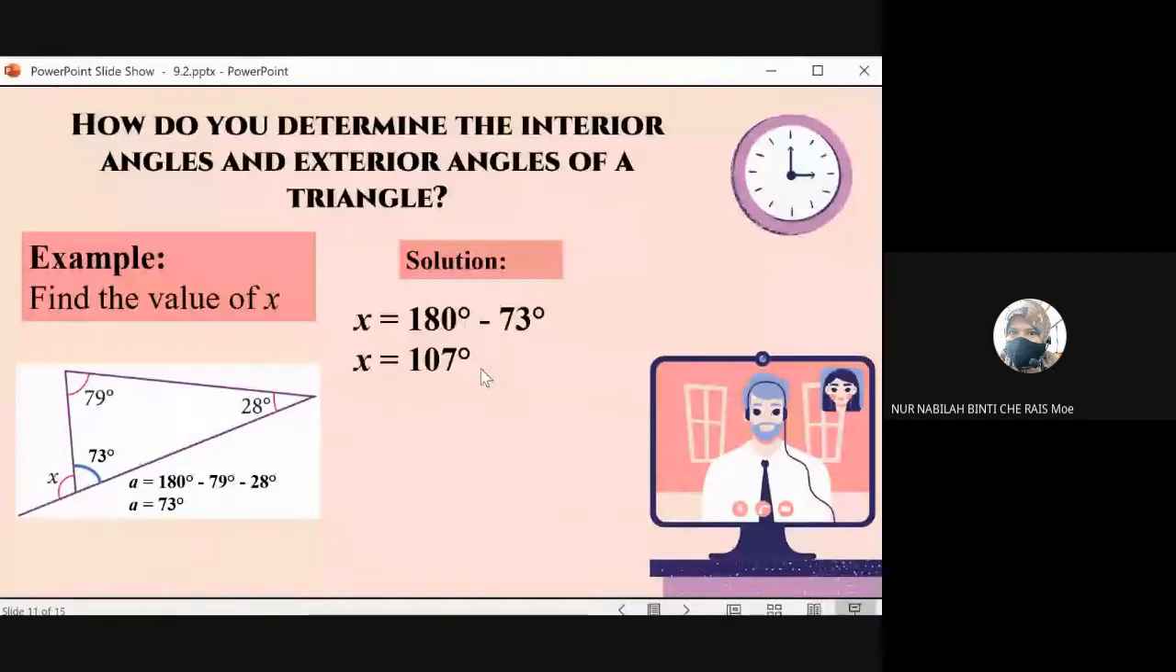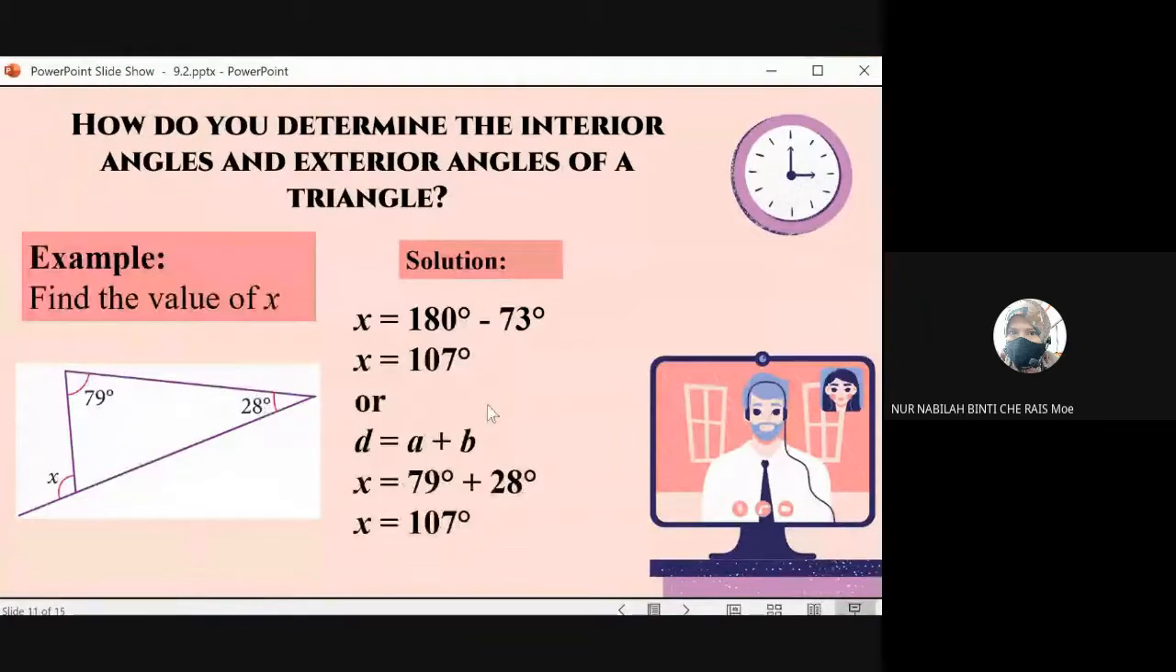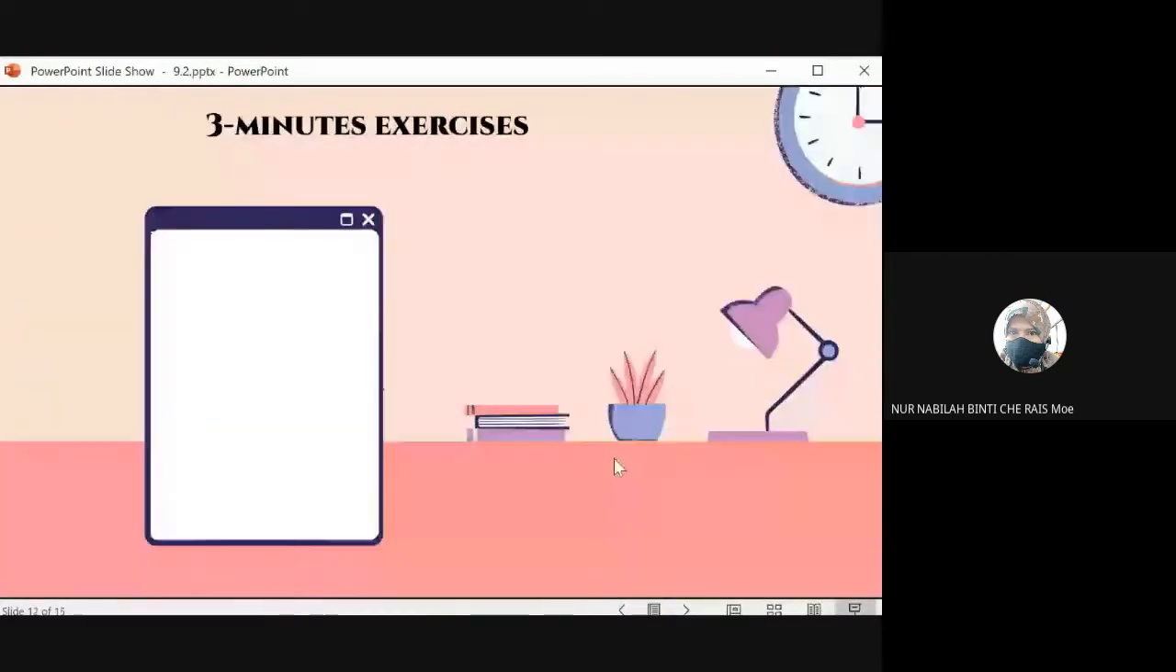Yes. And then the second method, you can also use the one that I showed you just now: D equals A plus B. Also the same. The outside D equals the sum of the two opposite angles. So we can also write x equal to 79 plus 28. Also the same, you will get the same answer. So you can use it like this or you can also use it like this. Okay, no problem.